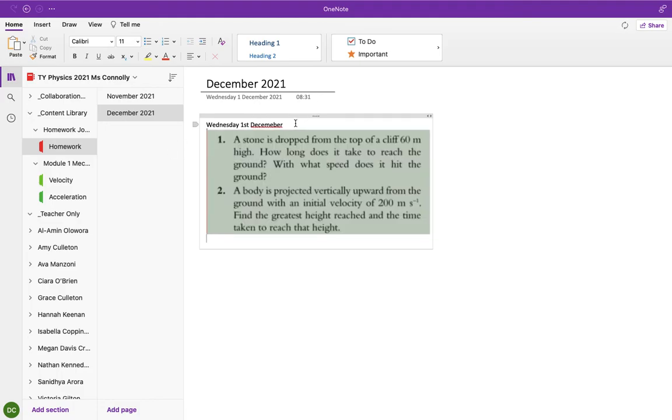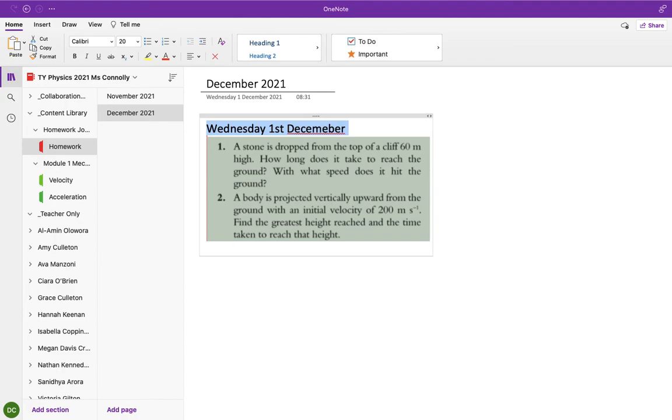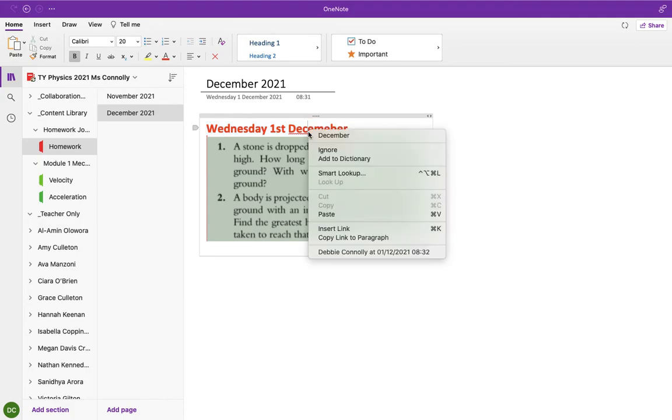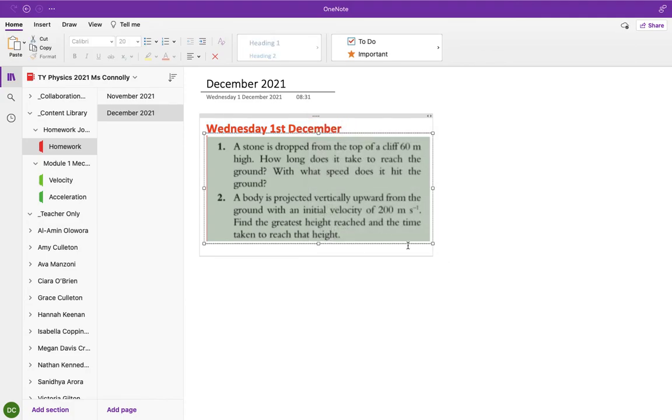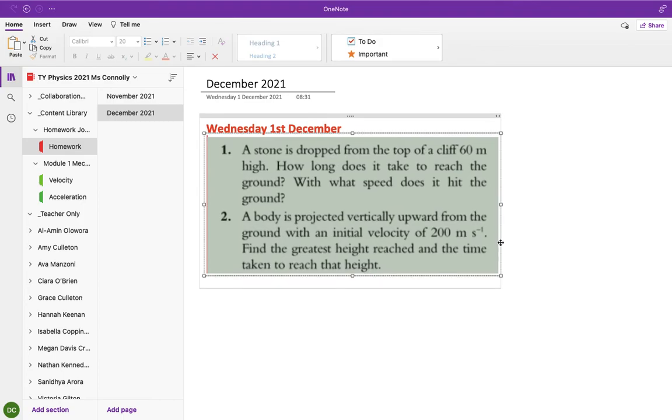So there's the first question, the first 2 questions. The first one you've been asked for how long, which is a time, and the second one asks with what speed does it hit the ground? So that's your finishing speed or your ending speed. So there are 2 things to figure out there. And in the second one, we're looking for height.